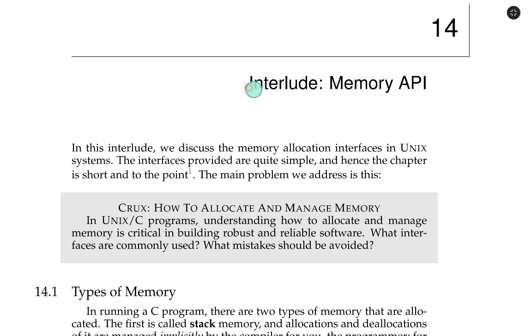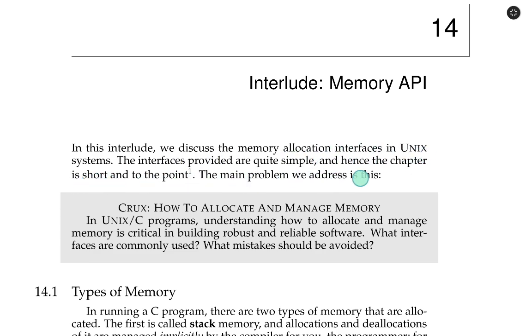Chapter 14 Interlude: Memory API. In this interlude, we discuss the memory allocation interfaces in Unix systems. The interfaces provided are quite simple, hence the chapter is short and to the point.